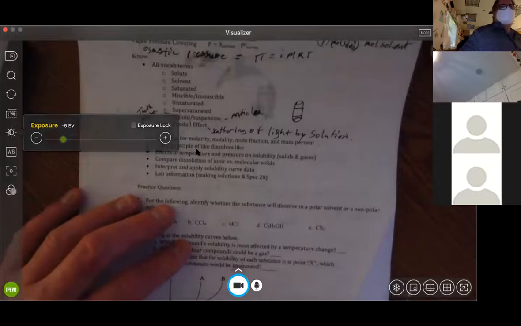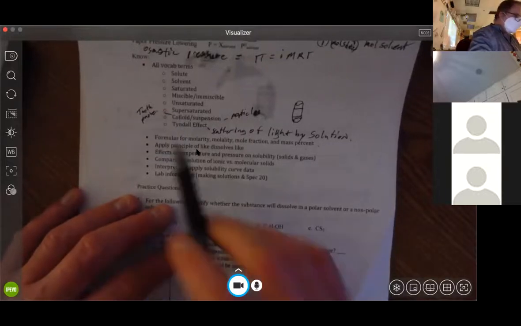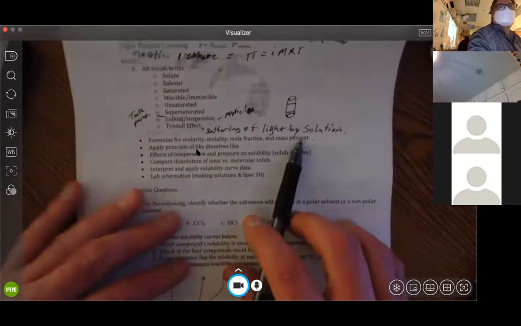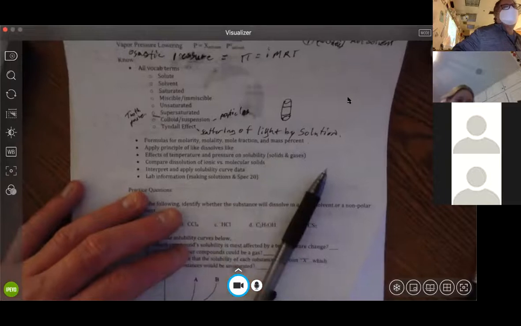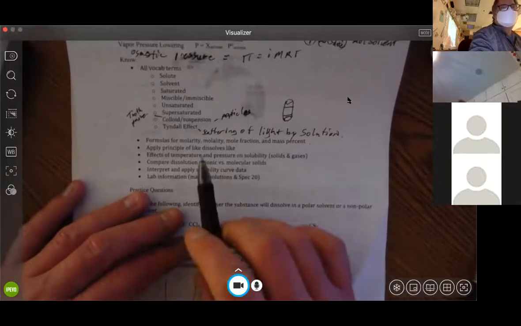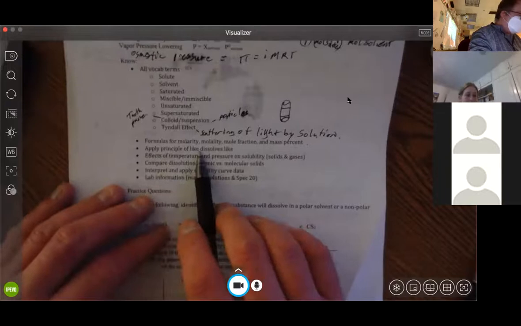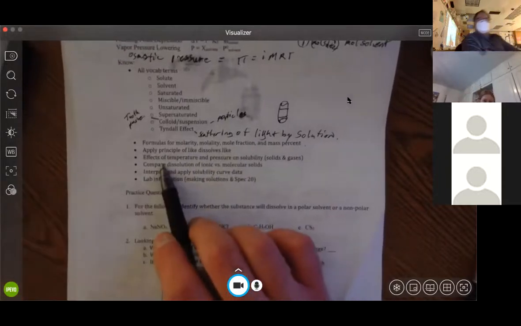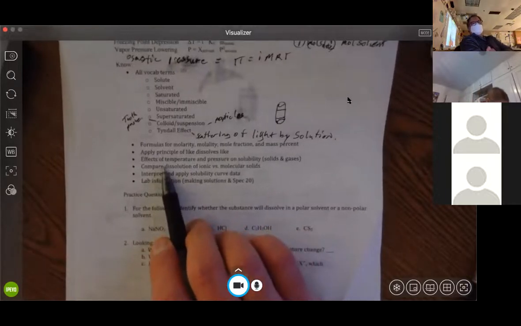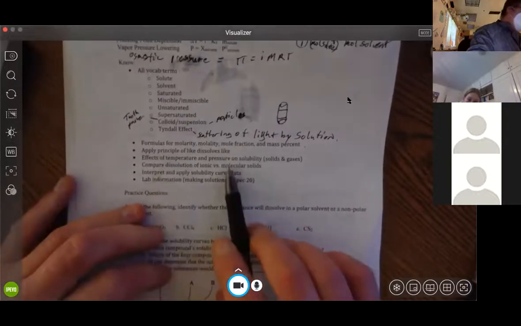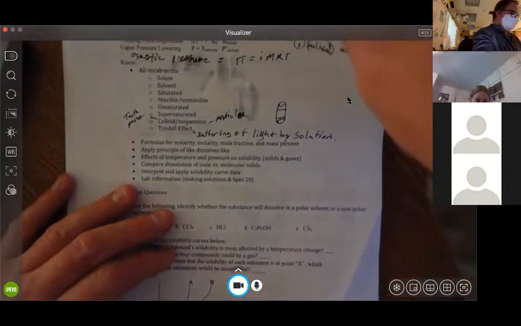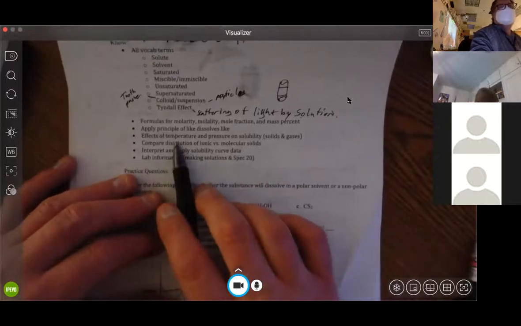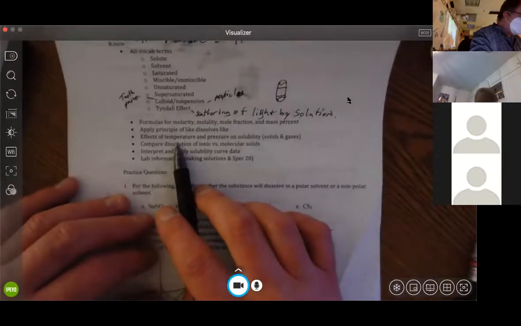So let's take a look here, get that off there for you. Formulas for molarity, molality, mole fraction, and mass percent. As I said, those were graded. You can take a look at those. If you did poorly on those, please check, see if you understand what you did wrong. Apply the principle of likes dissolve likes. We did the hot sauce and chicken wing day. Effects of temperature and pressure on solubility. I can't remember the boy's name, but we saw that the solubility of gases for him was not too good. I remember temperature as well. That's that whole solubility worksheet that you guys did.